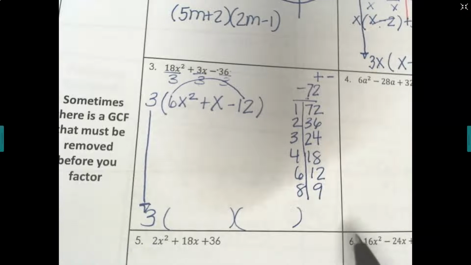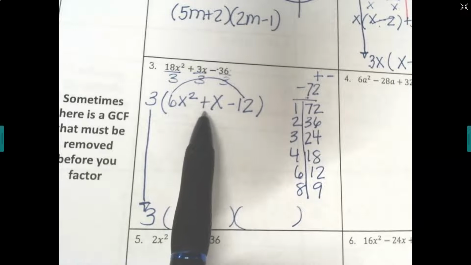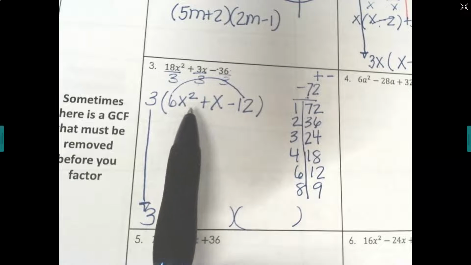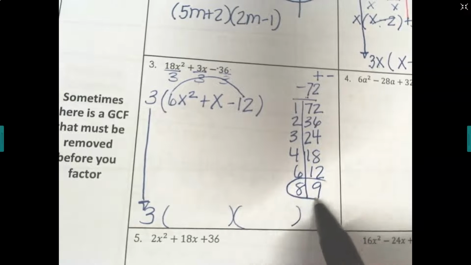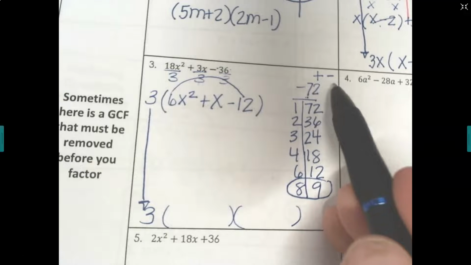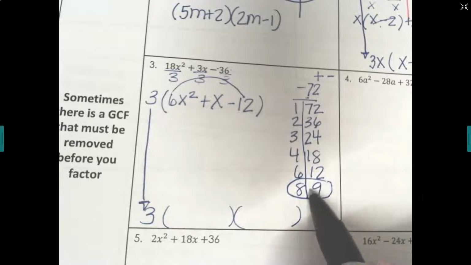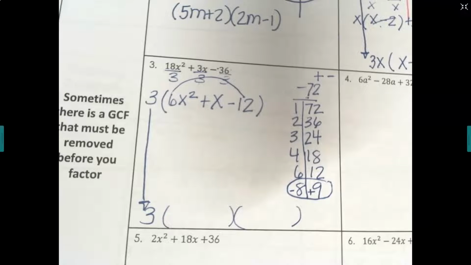If you're starting to get to where you can see the pairs, you don't have to list them out, but this is just an organizational tool to help us. We're trying to get a pair to add to positive 1. Well, there's only one pair that's 1 apart. That's this pair. They have opposite signs. To get positive 1, I'm going to have a positive 9 and a negative 8.